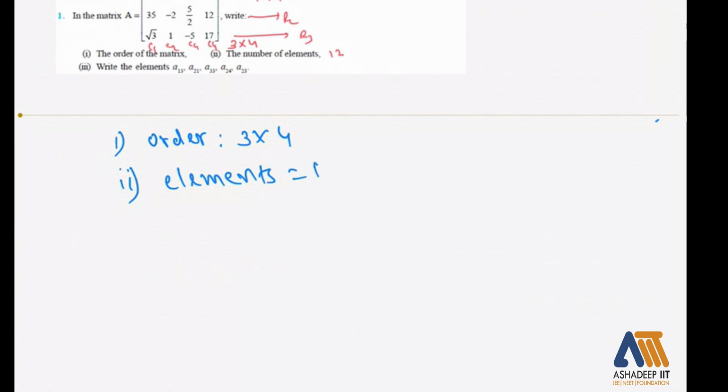So, if we write the answer, first, order of the matrix, that is 3 cross 4. Second, number of elements, that is equal to 12, and A13, first row, third column, that is nothing but 19. If we write all the elements here: A11 is 2, A12 is 5, A13 is 19 and A14 is equal to minus 7.